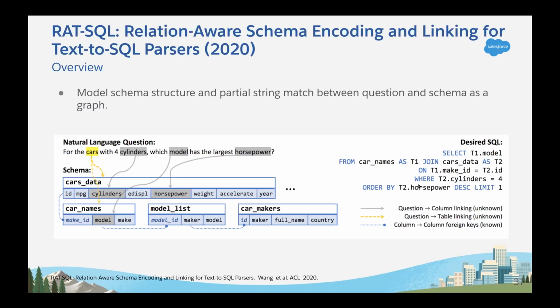WikiSQL is a paper. It's an approach that at first extracts those relations from the input question and the schema, and then explicitly embeds those relations into a neural network model.